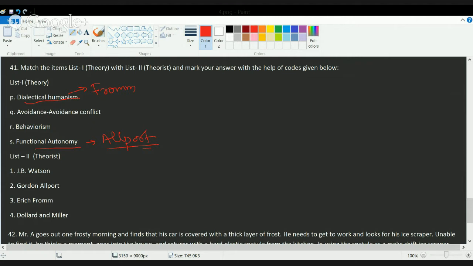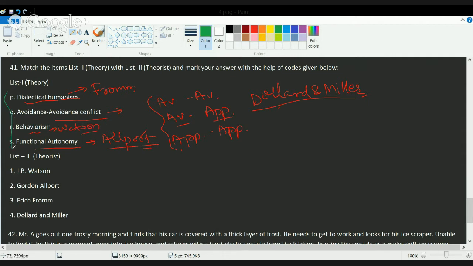The next is the avoidance conflict. So you have various conflicts. We have the avoidance where we try to avoid 2 things. You have the avoidance-approach, where you try to avoid one thing and you need to approach one thing. And finally, you have the approach conflict. So these concepts were given by Dollard and Miller, where they gave a set of experiments to understand the three forms of conflict resolution. And finally, you have the concept of behaviorism or behavioristic theory that was given by Watson. Okay, so you have the correct set of answers here. So these are direct questions based on your knowledge.